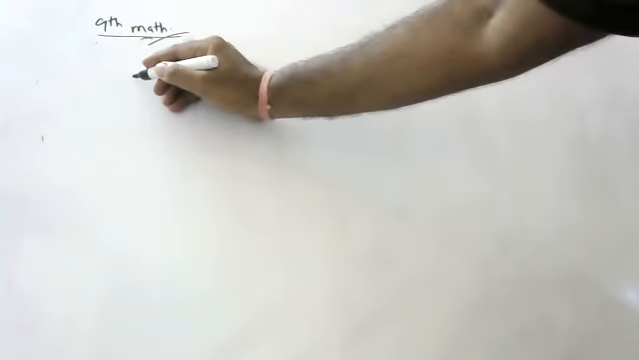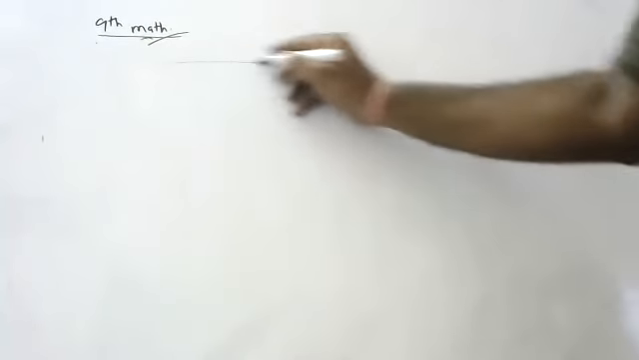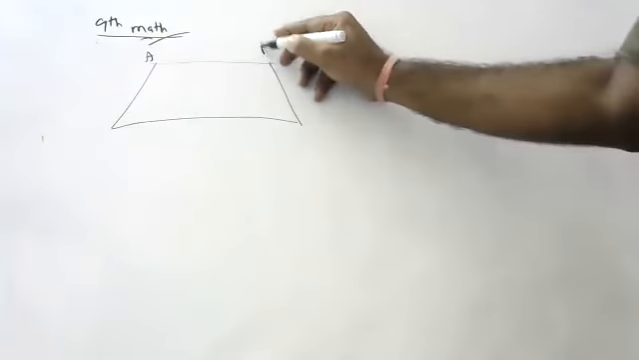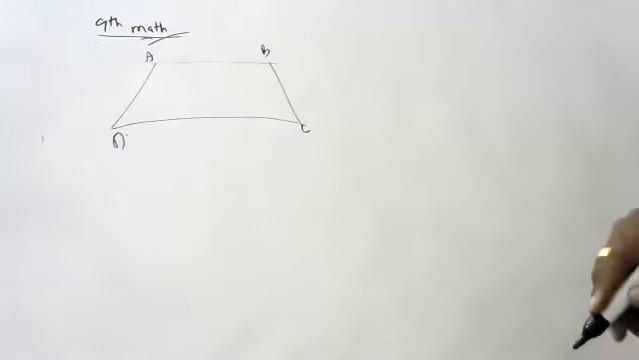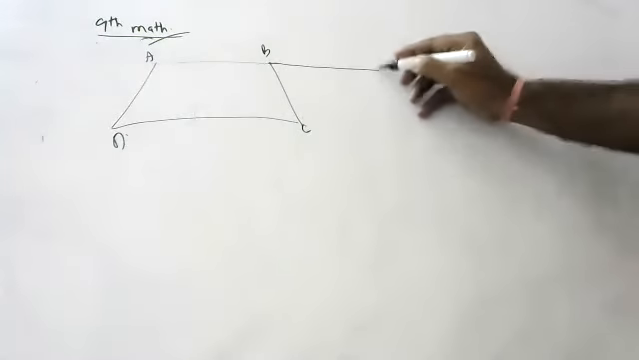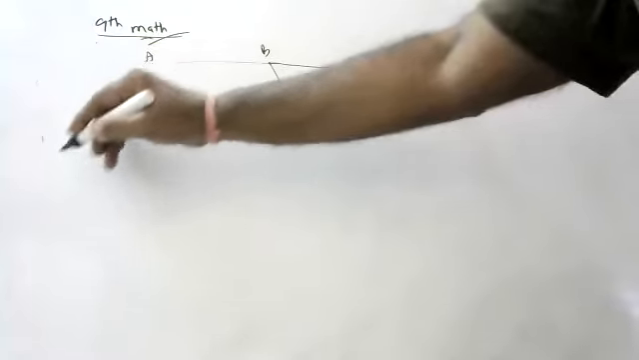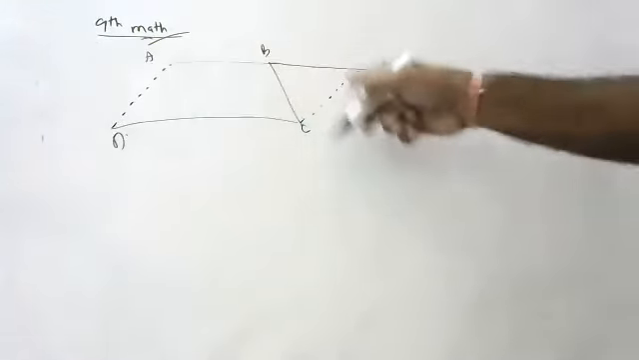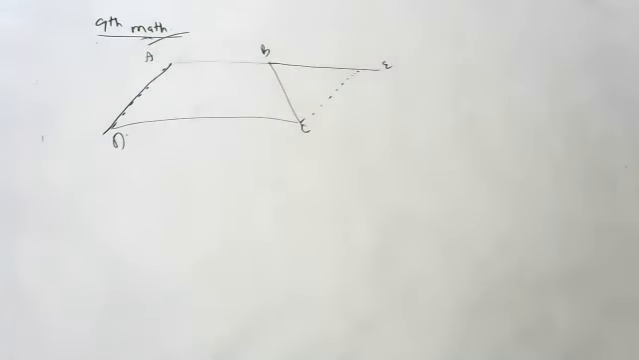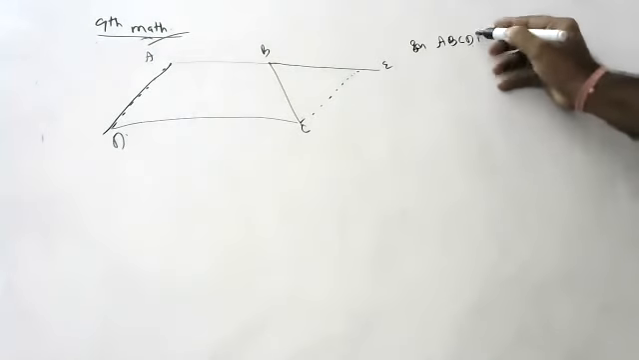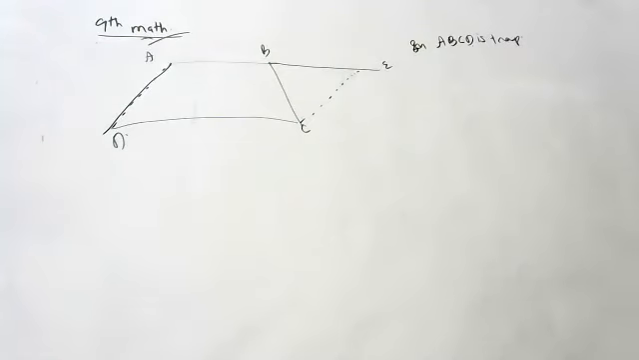ABCD is a trapezium, and AB is extended up to E, and these are joined like this. This and this are parallel. Children, what is given? ABCD is a trapezium in which AB is parallel to CD.